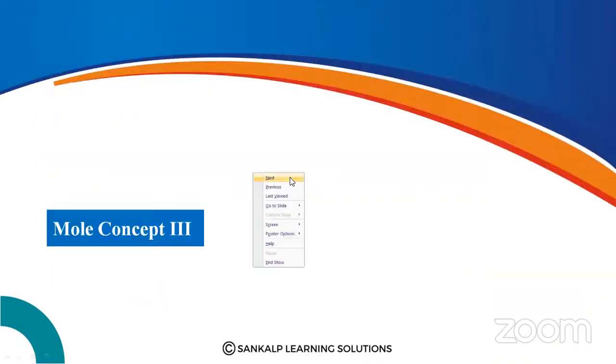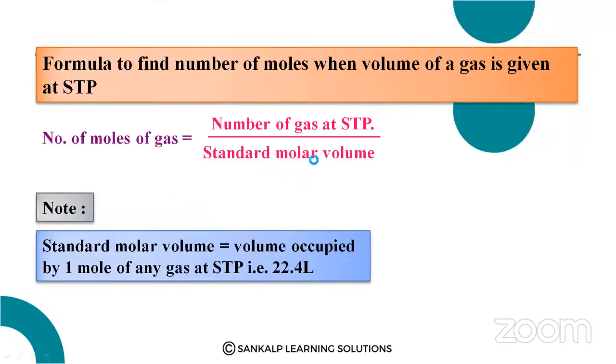So another type. The formula to find the number of moles when the volume of a gas is given at standard temperature and pressure, that is STP. Okay, so whenever the number of moles of a gas is to be found out, you calculate it as volume of gas at STP upon standard molar volume. What is the standard molar volume? Its value is 22.4 liters.